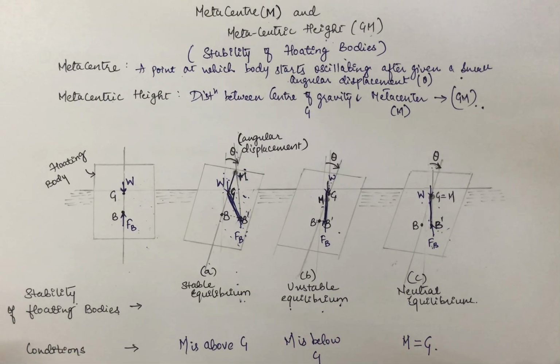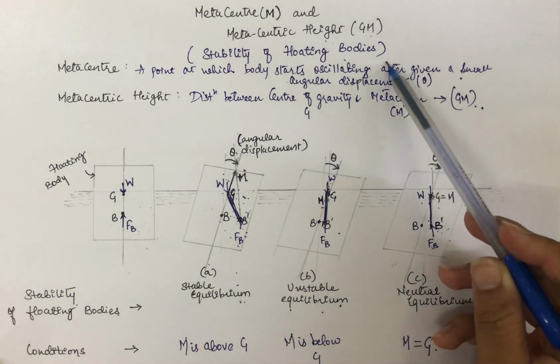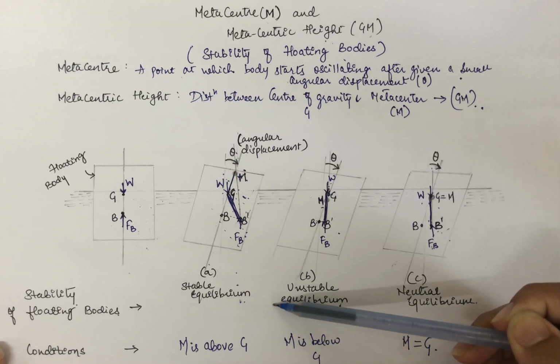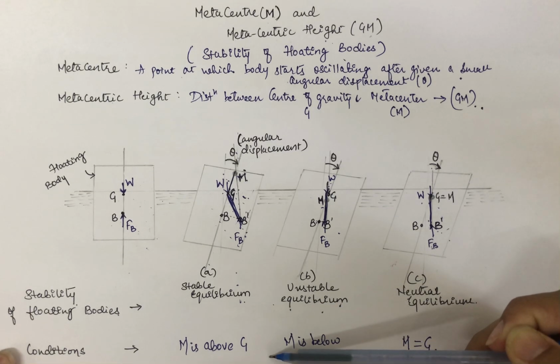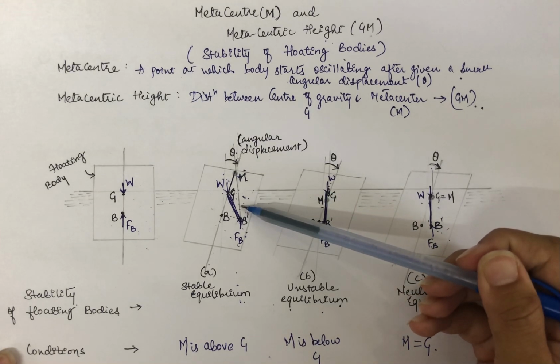Okay. So I hope you got it, how the terms metacenter and metacentric height are related to these conditions of the stability of floating bodies, and how we can define the different conditions of floating bodies depending upon the position of metacenter and center of gravity.